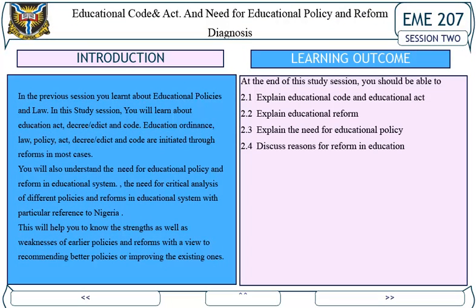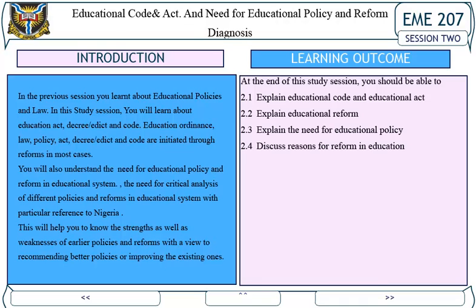Introduction. In the previous session, you learned about educational policies and law. In this study session, you will learn about Education Act, Decree, Edict and Code, Education Ordinance, Law, Policy. Act, Decree, Edict and Code are initiated through reforms in most cases. You will also understand the need for educational policy and reform in the educational system, and the need for critical analysis of different policies and reforms in the educational system, with particular reference to Nigeria.